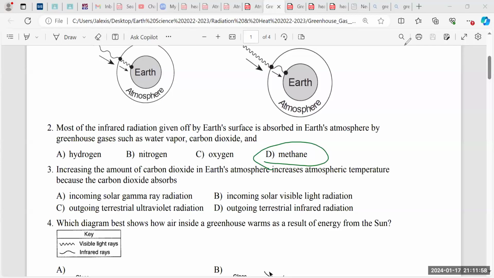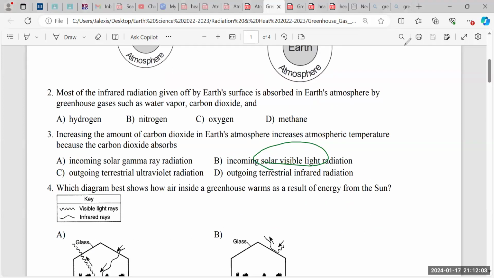All right, number 3. Number 3 says, increasing the amount of carbon dioxide in Earth's atmosphere increases atmospheric temperature because the carbon dioxide absorbs what? So we have to remember carbon dioxide is a greenhouse gas. All right, do not forget that carbon dioxide is a greenhouse gas.